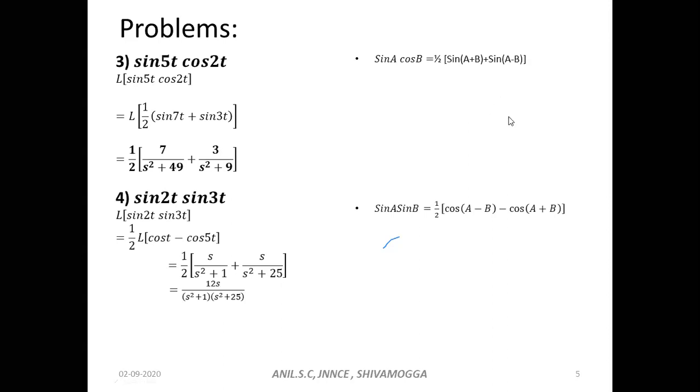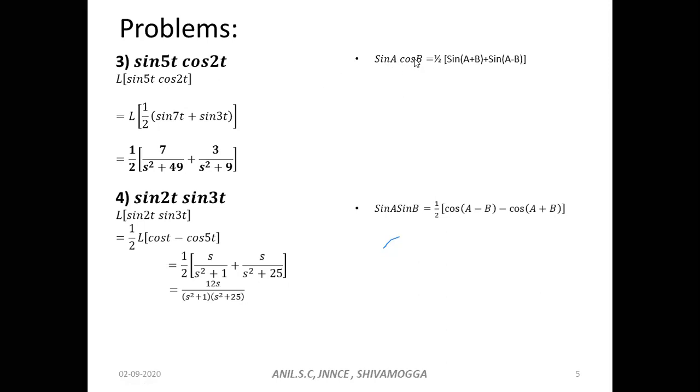Next one. Find the Laplace transform of sin 5t cos 2t. We do not have a direct Laplace transformation of a product of two trigonometric functions like this, sin 5t cos 2t. Therefore, we shall rewrite this. Clearly, it takes the sin A cos B form.